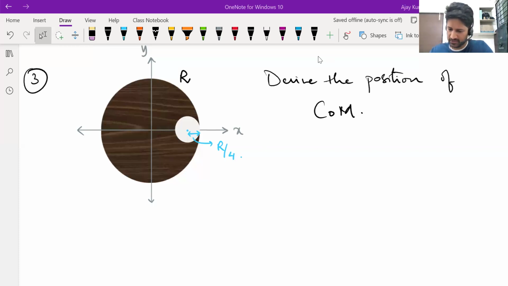I got only one answer as minus r by 20. Okay, we'll see. Aishwarya, any answer? Sir, I got minus r by 20, sir. Fine. Pawan? Sir, almost ending now. Okay. Yusuf, any answer?